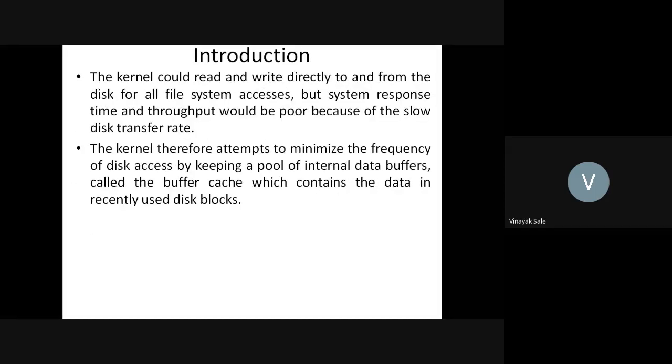The kernel could read and write directly to and from the disk for all file system access, but system response time and throughput would be poor because of the slow disk transfer rate. So the kernel attempts to minimize the frequency of disk access by keeping a pool of internal data buffers called the buffer cache, which contains the data in recently used disk blocks.